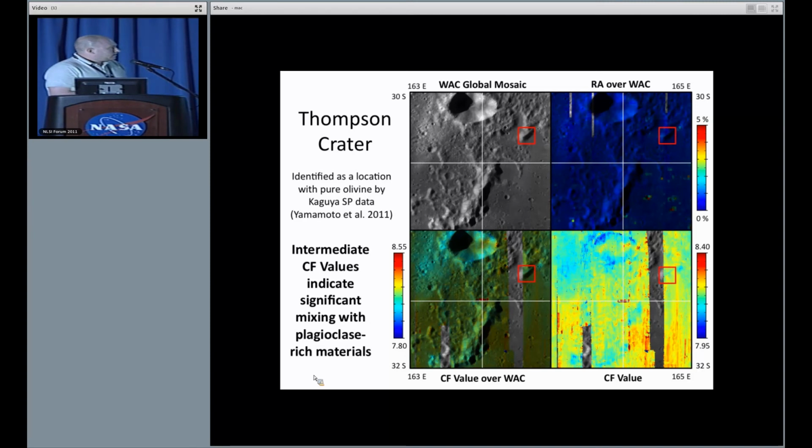And by looking at the Thompson feature values that we see here, we know that this actually must have a significant feldspathic component, probably greater than 50% and perhaps as much as 75%. And Jessica Arnold has a poster talking about some ways that you can get what the plagioclase percent is for the olivine-rich regions.